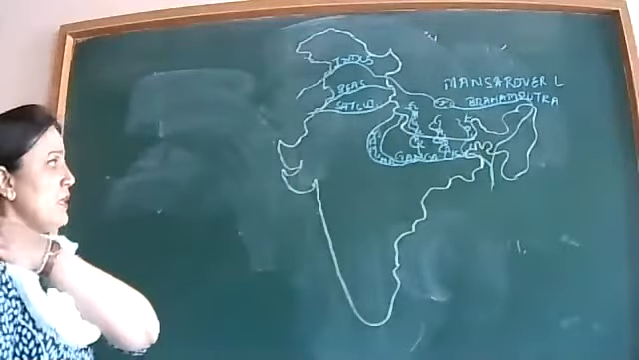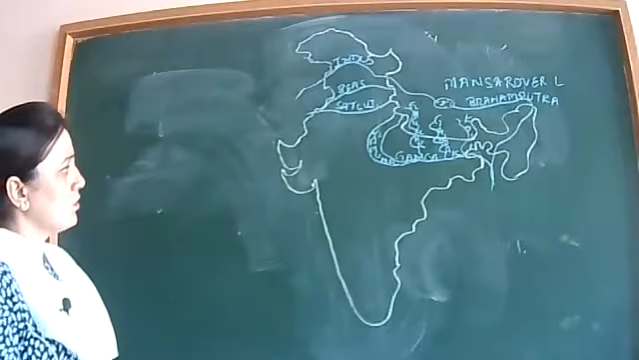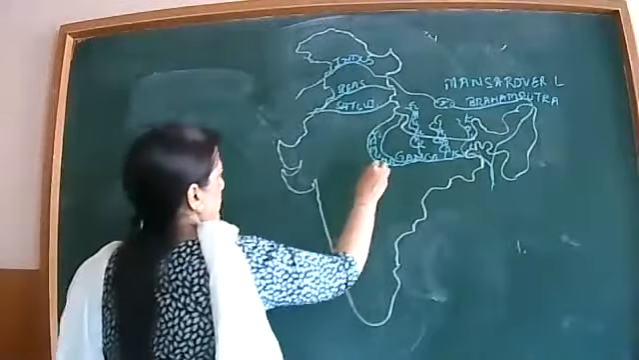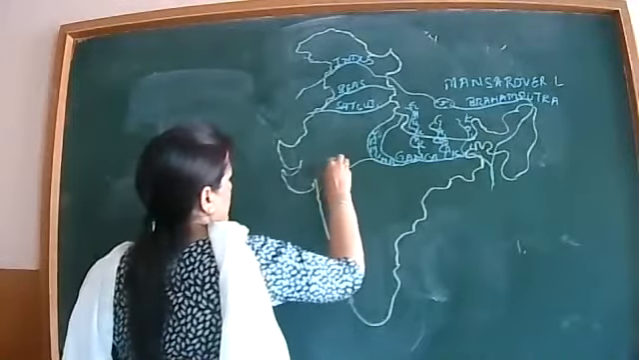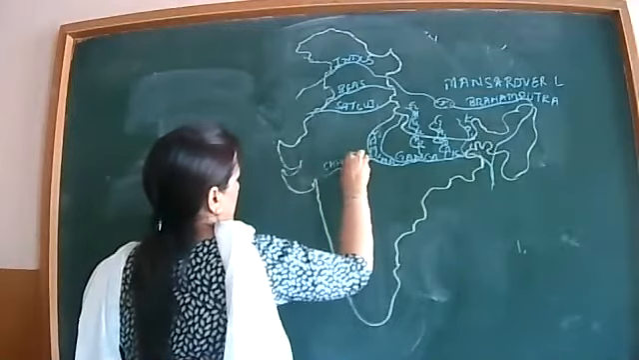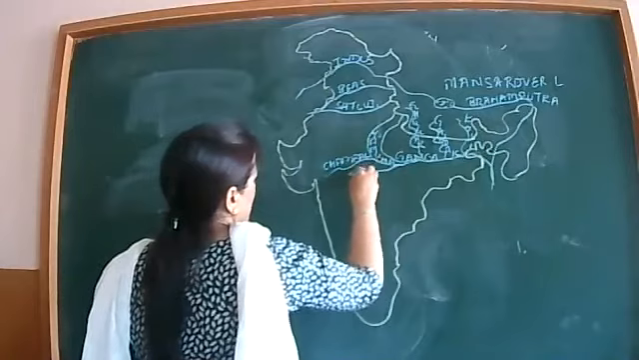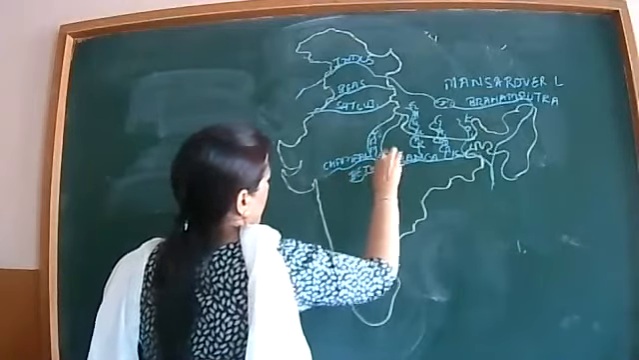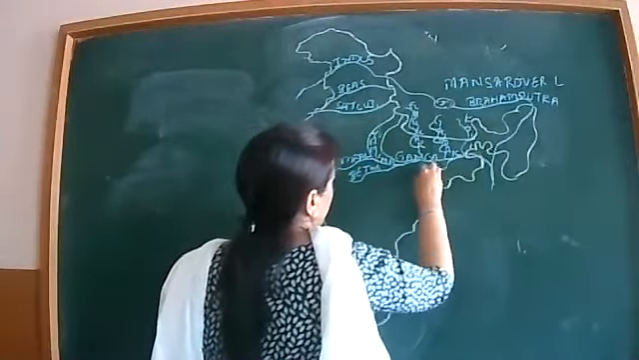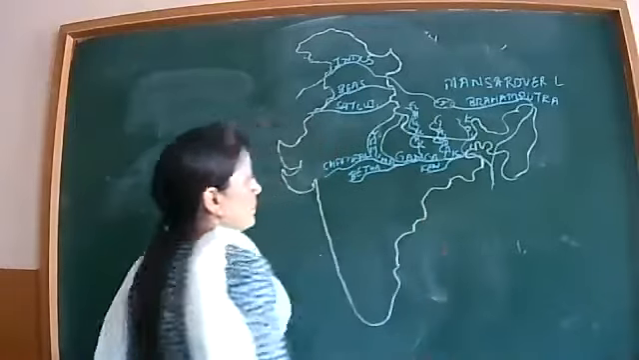Then the rivers which join Ganga from south. We have river Chambal, we have river Betwa, and we have river Ken.